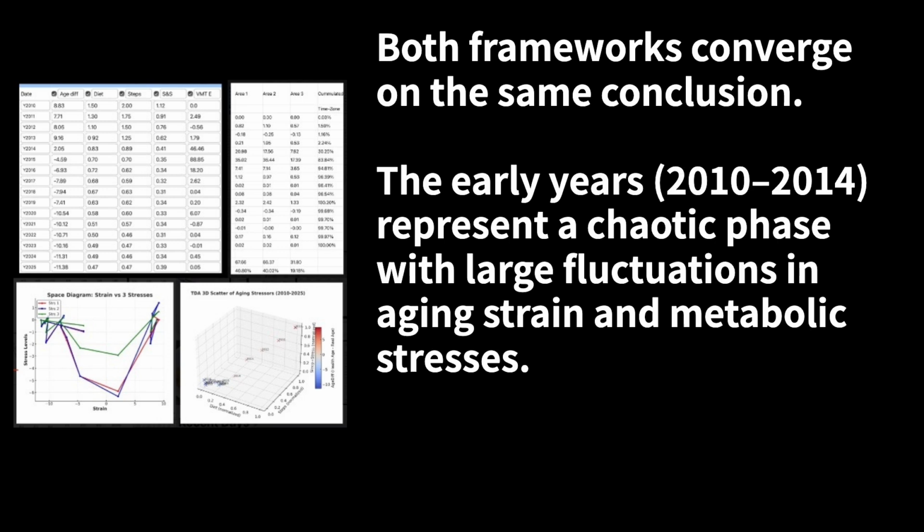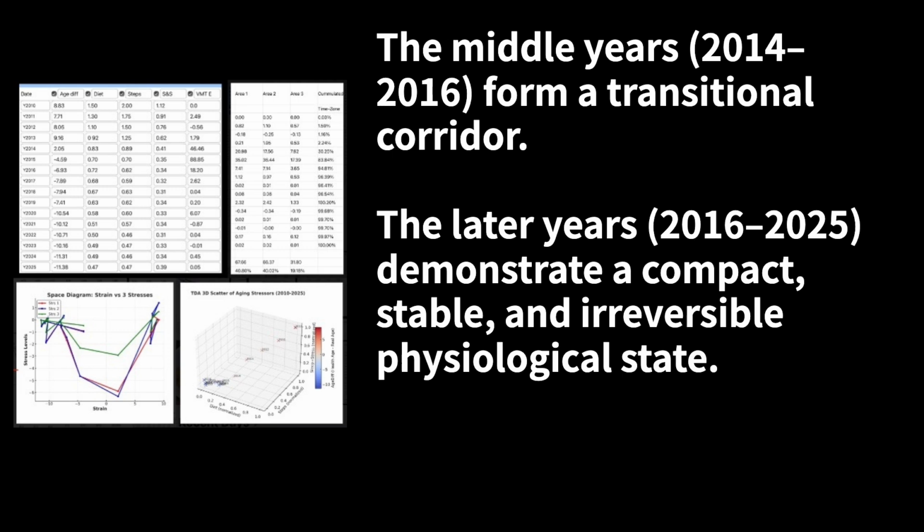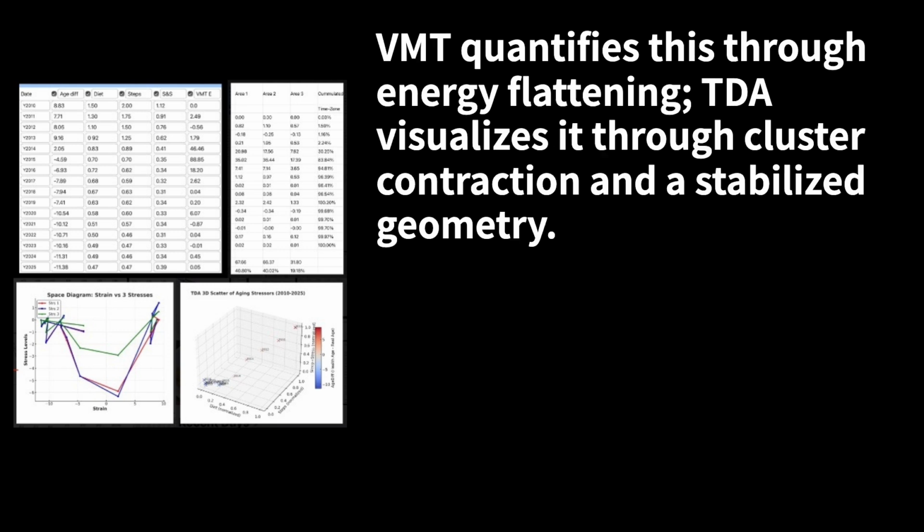Combined insight: both frameworks converge on the same conclusion. The early years, from 2010 to 2014, represent a chaotic phase with large fluctuations in aging strain and metabolic stresses. The middle years, from 2014 to 2016, form a transitional corridor. The later years, from 2016 to 2025, demonstrate a compact, stable, and irreversible physiological state. VMT quantifies this through energy flattening. TDA visualizes it through cluster contraction and a stabilized geometry.